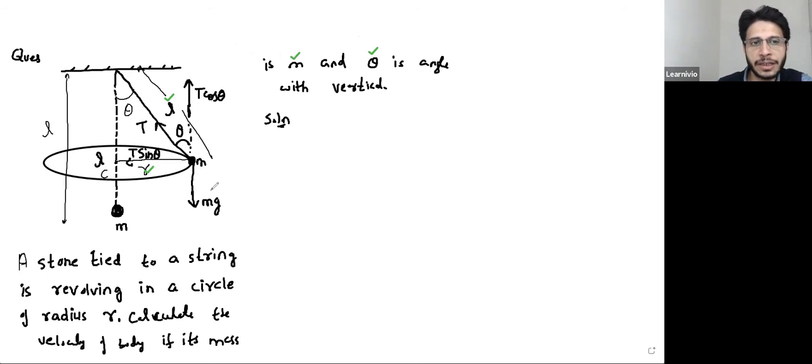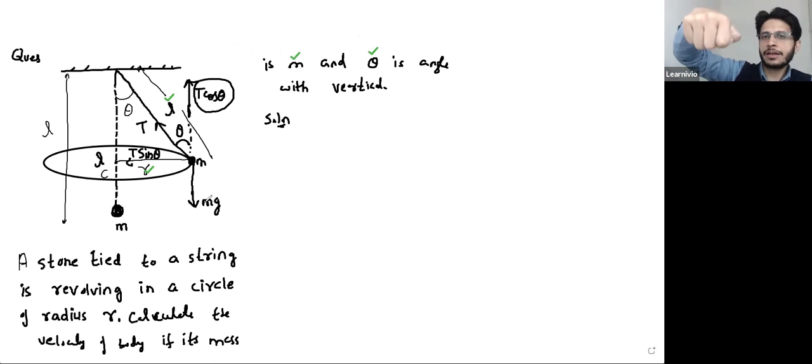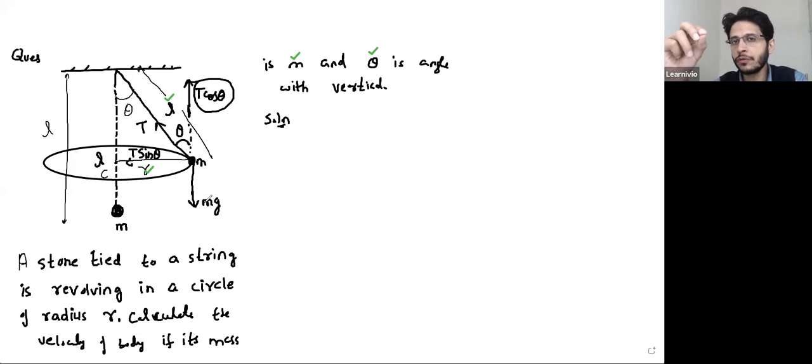Anyways, if I take this mass M, what is T cos theta doing? This T cos theta is trying to balance the weight of the body. Say, if I connected a mass through a string and I'm revolving that mass in a circle of radius r, then continuously two forces are acting on the body. One force is trying to balance the weight, otherwise the body will fall downwards. There is another force which is providing the centripetal force.